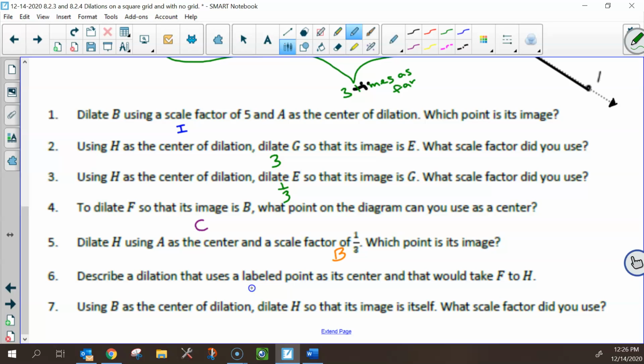Oh, it says describe a dilation. We need more than that though, huh? Describe a dilation. Well, we would say the center is E.